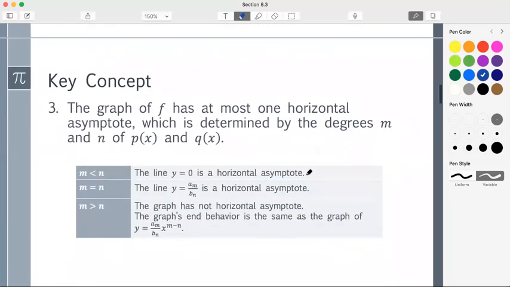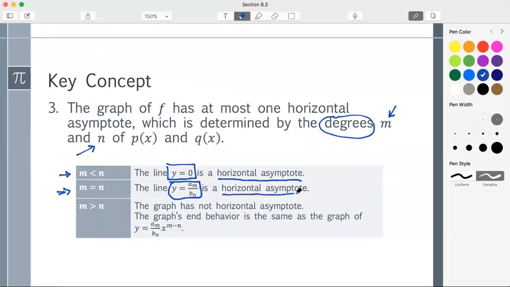To find the horizontal asymptotes, you look at the degrees of the polynomial. The degree of the top polynomial is m. The degree of the bottom polynomial is n. If the degree on top is smaller than the bottom, y equals 0 will always be your horizontal asymptote. If the degrees are equal, then it's the ratio of the leading coefficients. If the degree on top is larger, we do not have a horizontal asymptote.